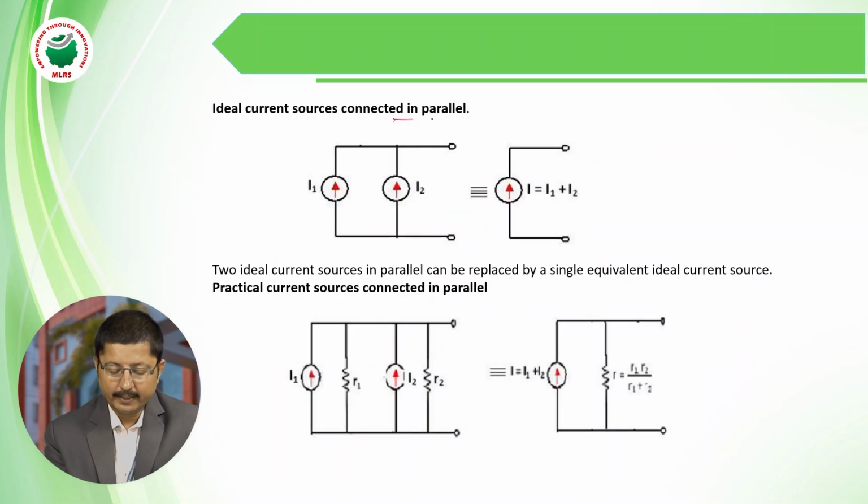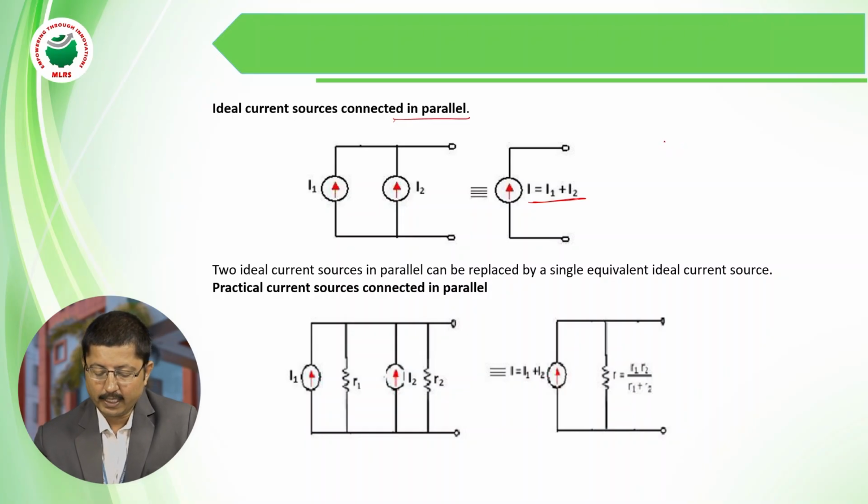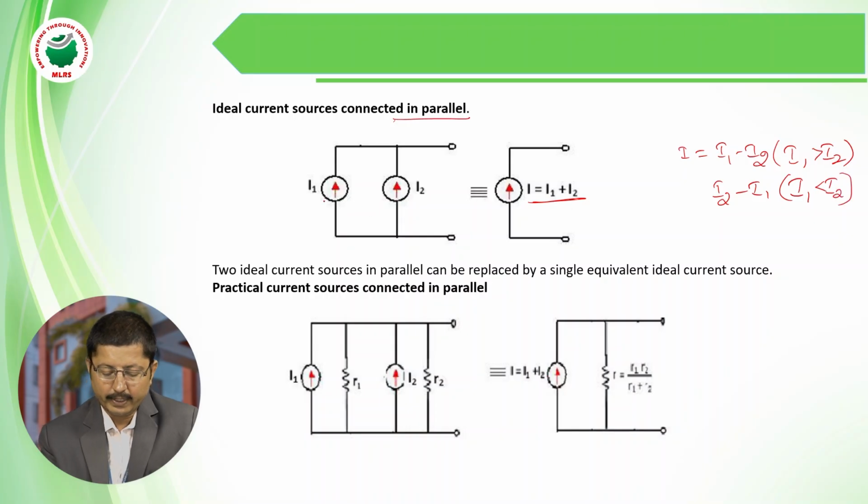Now, if ideal current sources are connected in parallel, the net current between these two terminals is I1 plus I2. We can also say I equals I1 minus I2 when I1 is greater than I2, or I2 minus I1 when I1 is less than I2. Here we see the direction: if it is higher in this direction, then we take I1 minus I2. The net current is I1 minus I2 in the parallel branches.